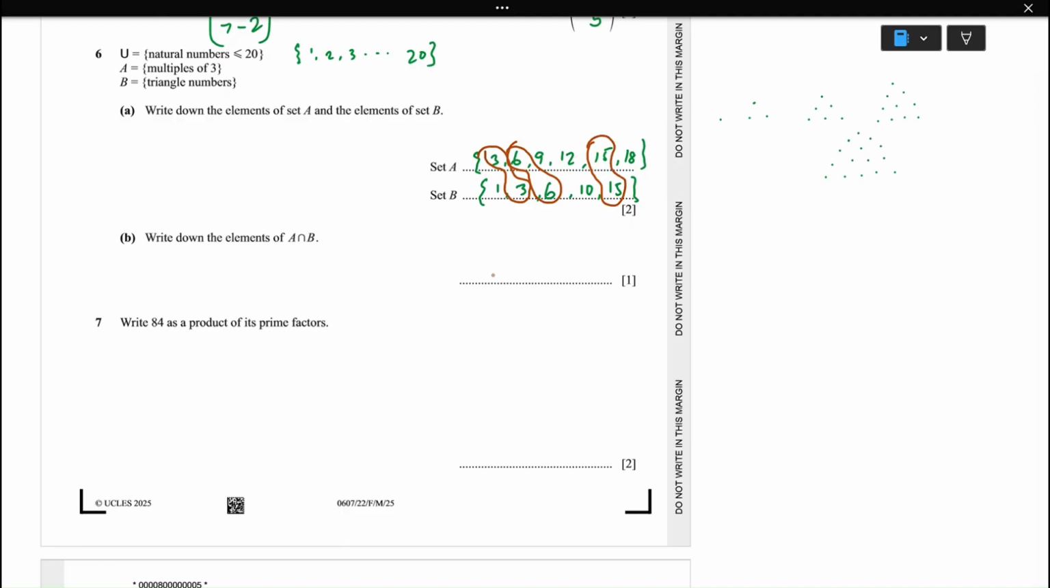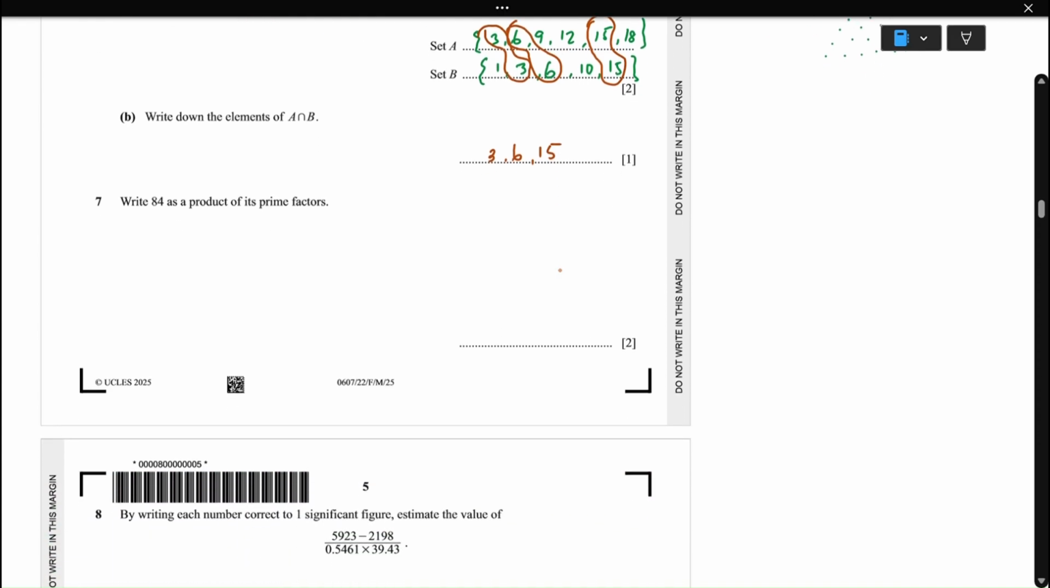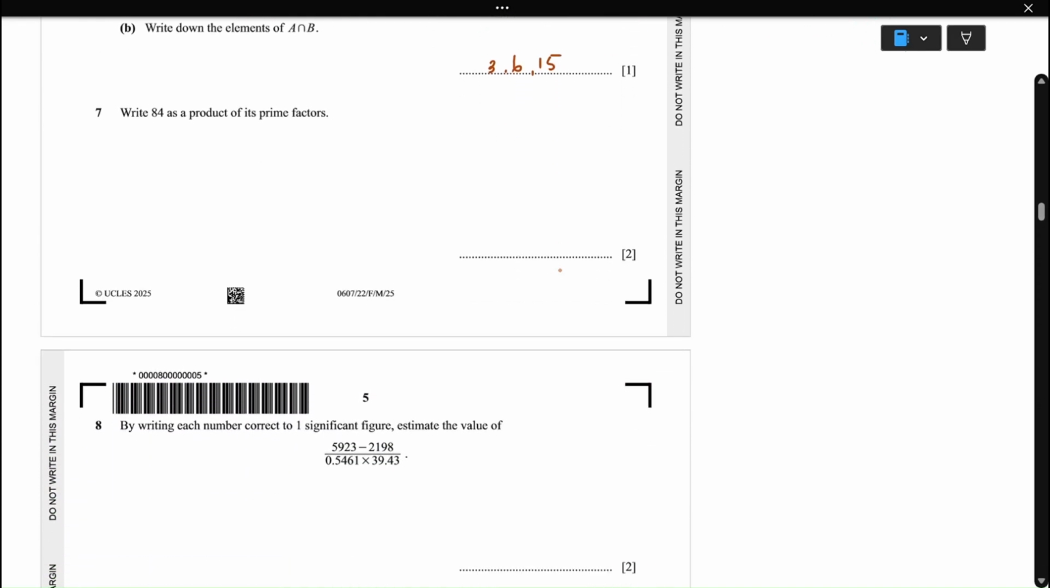So the answer is 3, 6, and 15. That is A intersection B. Next one, write 84 as a product of its prime factors.